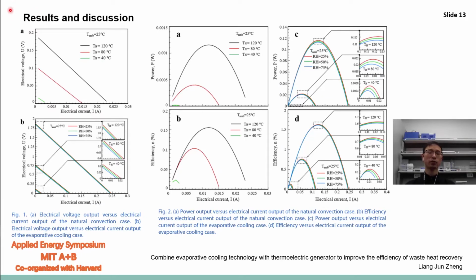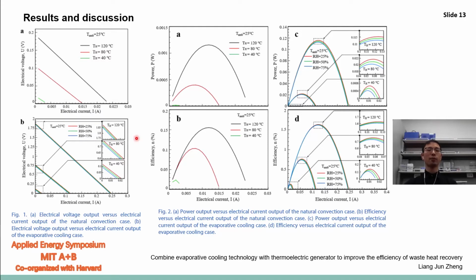And here is the result. Here we compare the natural convection case with the evaporative cooling case. The natural convection case is where the TEG cold side is directly connected with the air environment. Here, we fixed the hot side temperature at three values: 40 Celsius, 80 Celsius, and 120 Celsius. And in the evaporative cooling case, the environment relative humidity is changed from 25% to 75%.